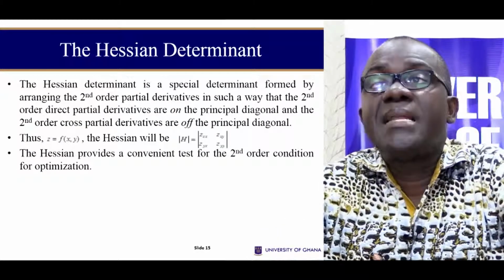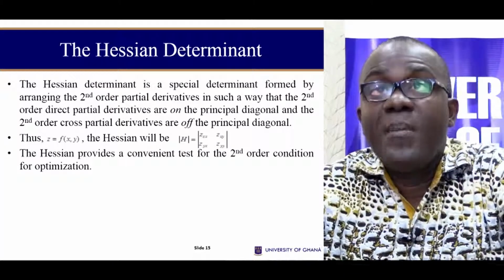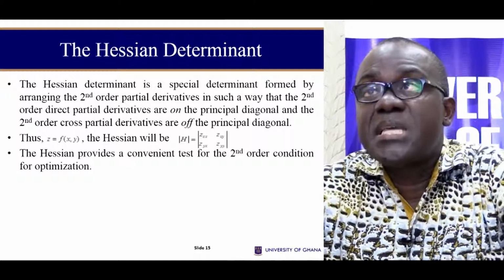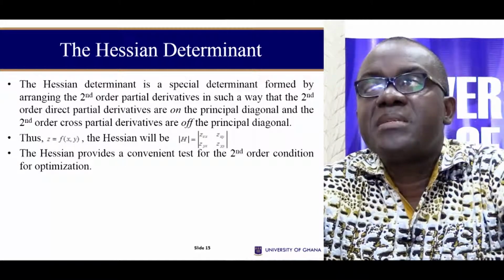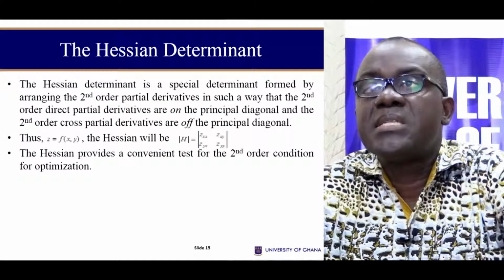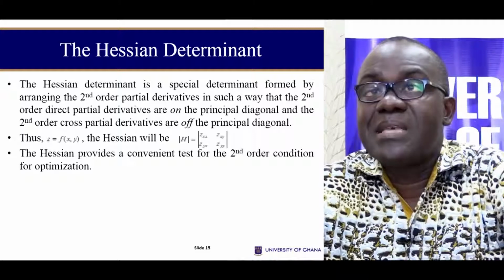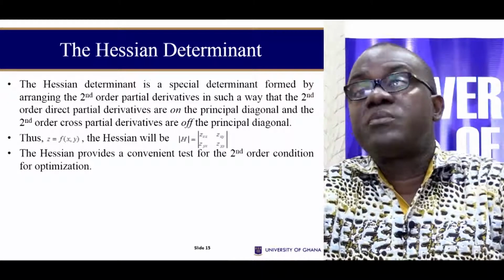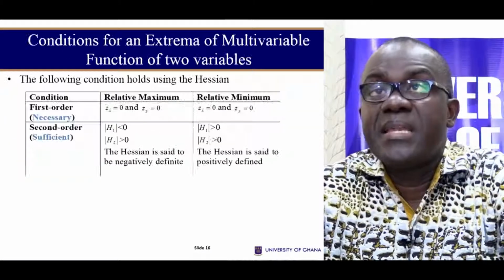Now, to be able to do that, we have to first specify the Hessian determinant, right? Formally, the Hessian determinant is a special determinant formed by arranging the second order partial derivatives in such a way that the second order direct partial derivatives are at the principal diagonal. So these are the second order partials. For a simple case, they are at the diagonals, as you can see over here. And then we have the cross second order partial derivatives at the other sides, okay? So for a simple function with two inputs or two variables, we have the Hessian as defined here.